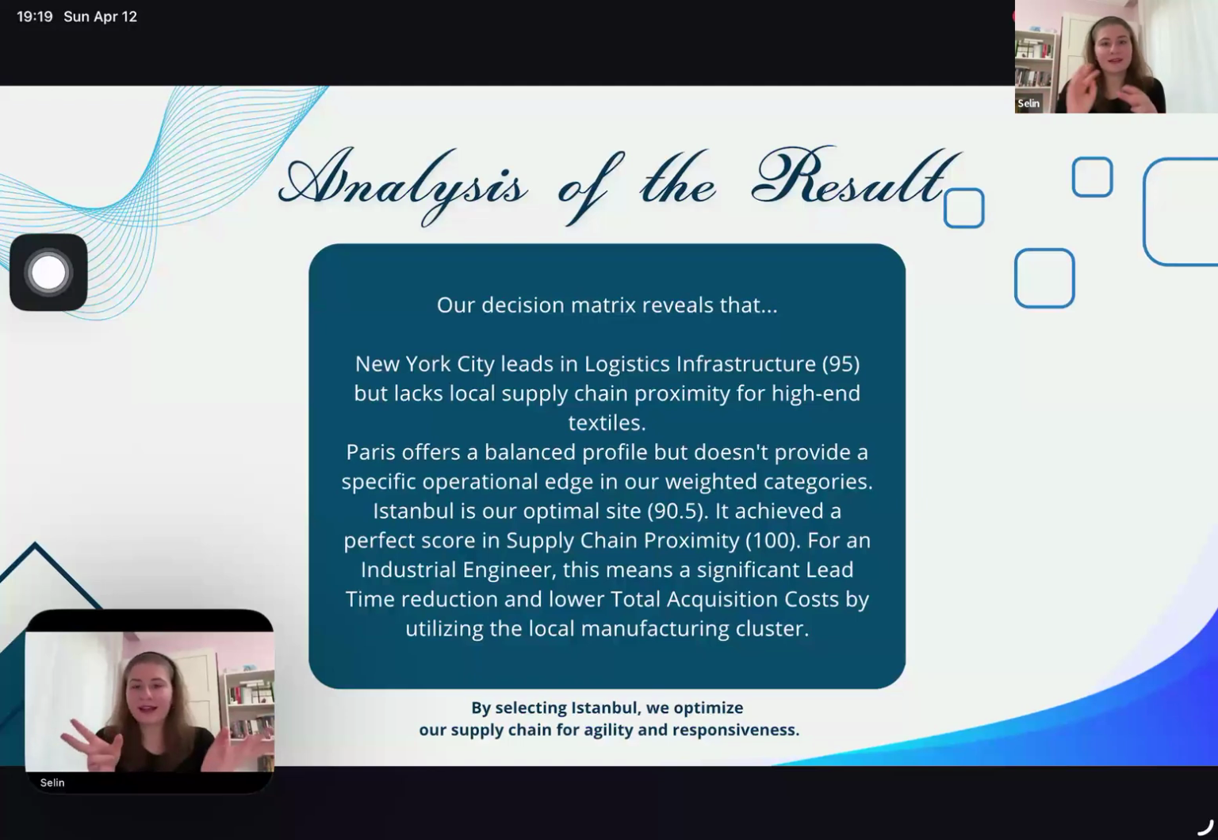Istanbul wins. It's our optimal site with a total score of 90.5. It achieved a perfect score in supply chain proximity, which was 100. For an industrial engineer, this means a significant lead time reduction and lower total acquisition cost by utilizing the local manufacturing cluster. By selecting Istanbul, we optimize our supply chain for agility and responsiveness.